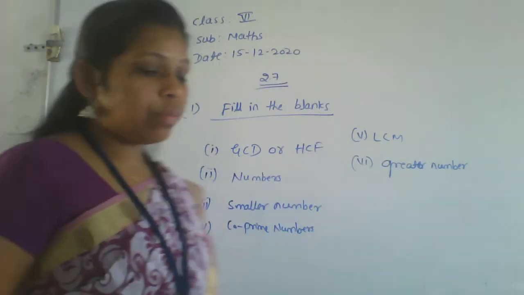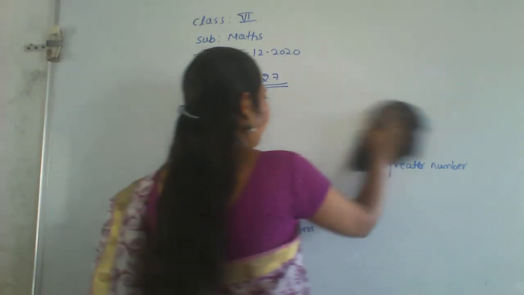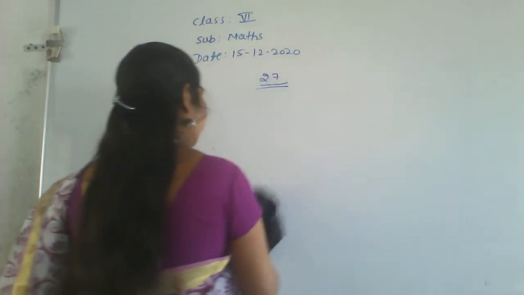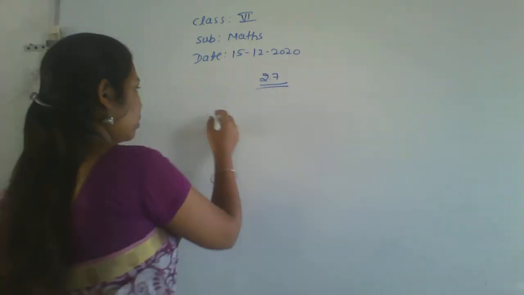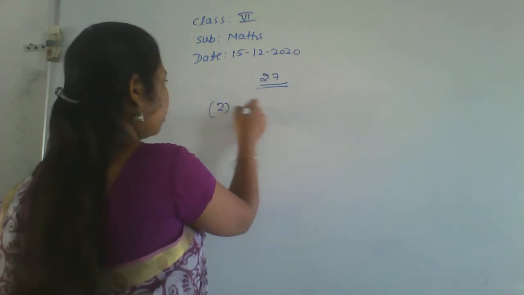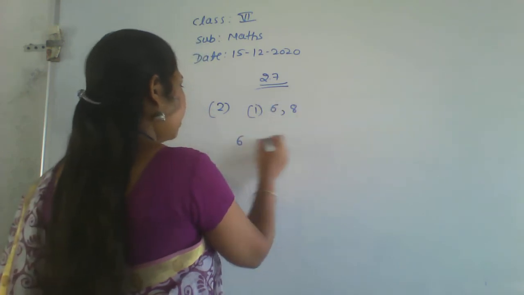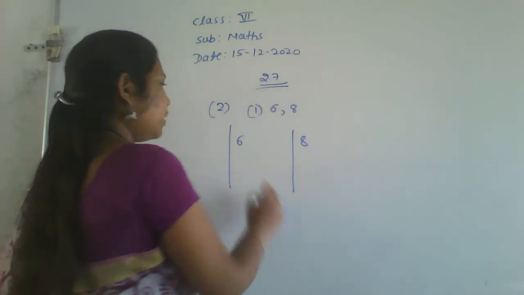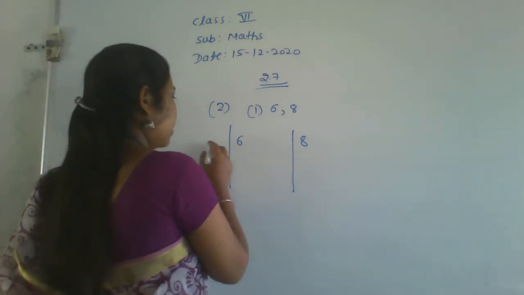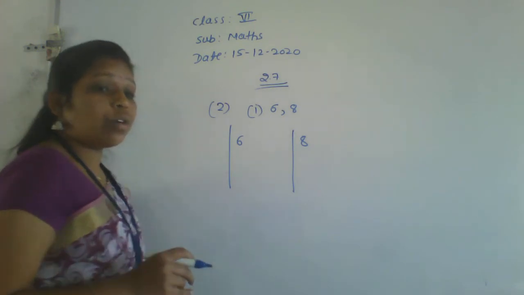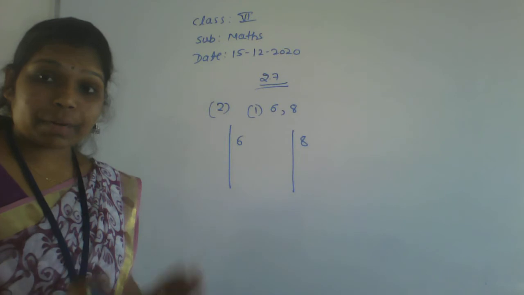Find the HCF by a prime factorization method. That is the second main. Okay. First one 6, 8. You have to find the HCF by a prime factorization method. This is a prime factorization method I am using. So because this is a prime factorization method, we need to take only prime numbers here.